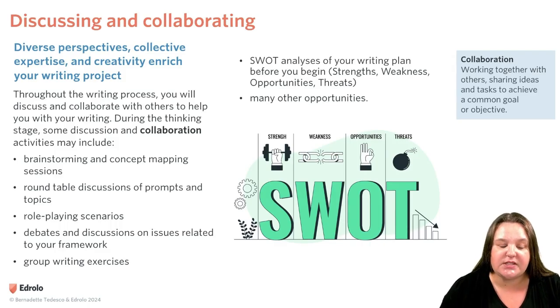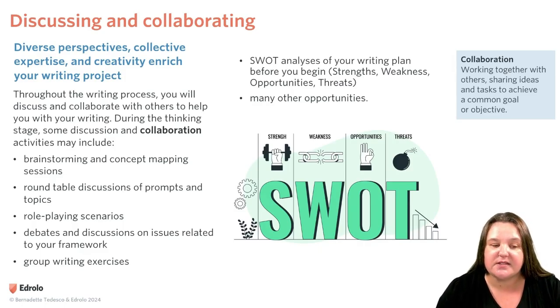During the thinking stage, some discussion and collaboration activities that you do may include brainstorming and concept mapping sessions, roundtable discussions of prompts and topics, role-playing scenarios if it helps, debates and discussions on issues related to your framework, group writing activities, even a SWOT analysis of your writing plan before you begin can help. So you might get a group that look at the strengths, weaknesses, opportunities, and threats with your plan before you start writing. And there are many other opportunities for collaboration that might take place.